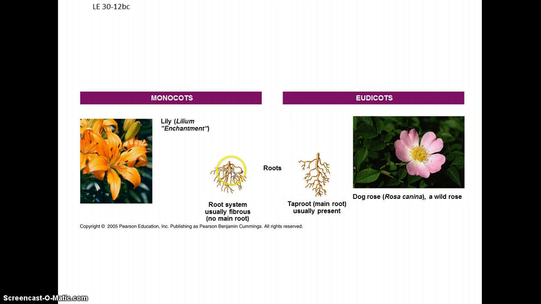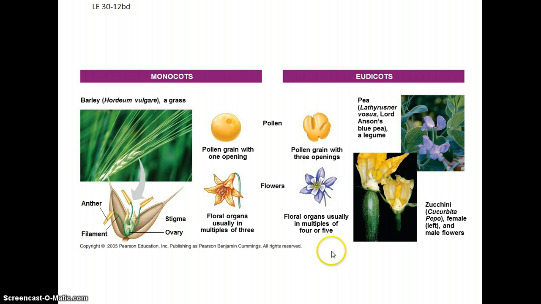The roots of monocots are described as fibrous. There's no single main root, whereas dicots typically have a taproot, which has roots coming off of it. Little difference in pollen structure, but what we want to see here is the floral structures. Monocots typically come in groups of 3. They'll have 3, 6, 9, etc. And in dicots, they come in 4s or 5s. So if you see a flower which has petals in units of 3, you can be pretty sure it's a monocot, and if they're in 4 or 5s, you can be sure they're a dicot.